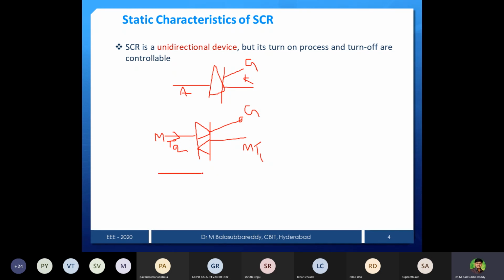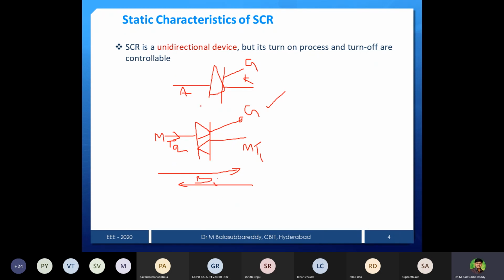So in this case, the triac will start conducting from MT2 to MT1. Otherwise, it also allows conduction from MT1 to MT2, depending on your gate. The gate can be given positive or negative. In both cases it is going to conduct, MT2 to MT1 or MT1 to MT2 is possible. This we call bidirectional conduction.